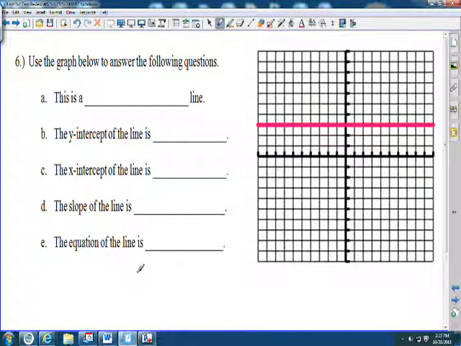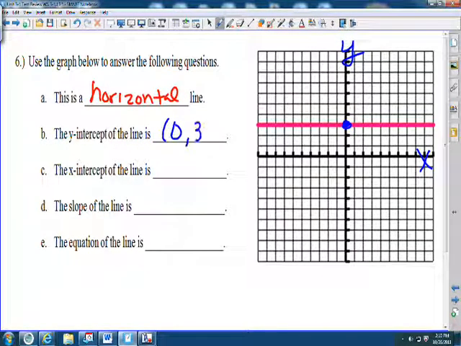Next, here's the next one. Pause the video if you don't have it done. This is a horizontal line. The y-intercept of the line, remember, some of you guys need to mark x, then y. The y-intercept is right here. 1, 2, 3. It is 0, 3.